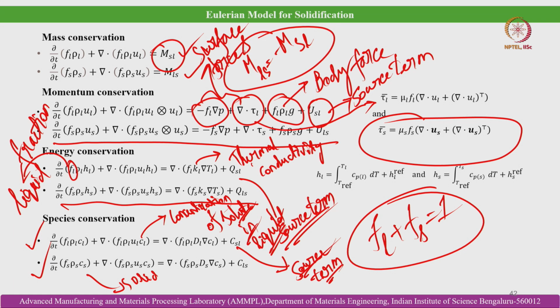And then H L, that is the enthalpy of the liquid, can be expressed as H L is equal to integration from T reference to the liquid temperature at any given instant, that is T L, C P L, specific heat of liquid, d T, plus H L reference, the reference enthalpy of the liquid. And H S, the solid enthalpy, is similarly expressed like liquid: integration from T reference to T S, C P S, solid specific heat, d T, plus H S reference, that means reference enthalpy of solid.